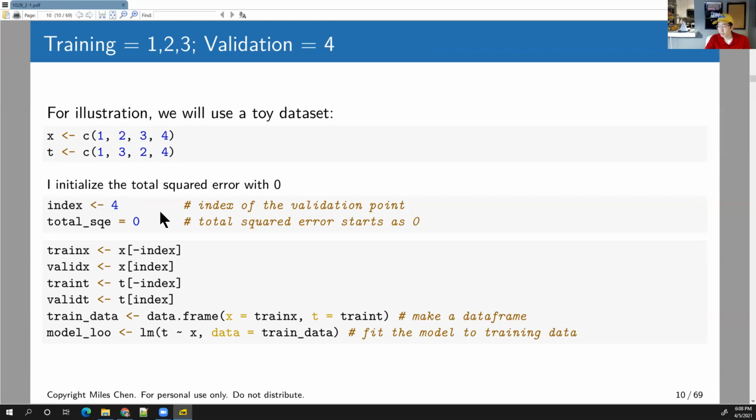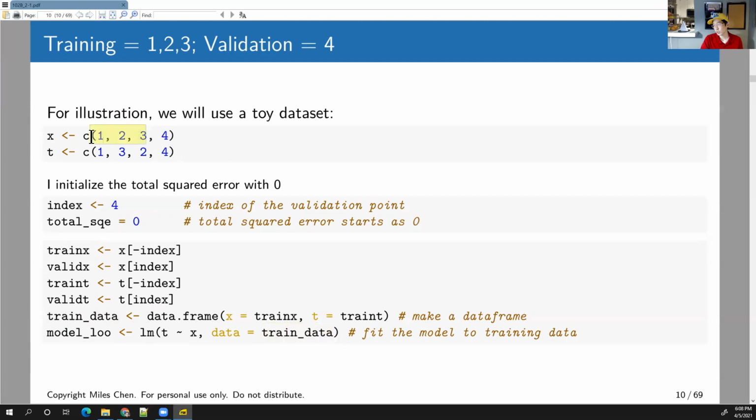To illustrate how this is going to go, as far as the X points go, my training X is going to be everything but index number 4, and the validation X is going to be just index number 4. The training T will be everything but index number 4, and the validation T will be index number 4. I take the training X, which is 1, 2, 3, and the training T, which is 1, 3, 2, put those two together into a data frame, and call that training data. Now I fit a model based only on the training data.